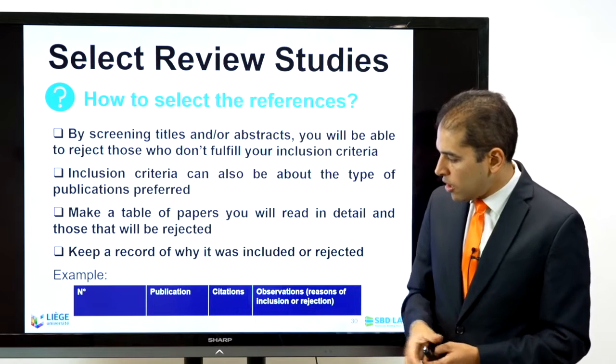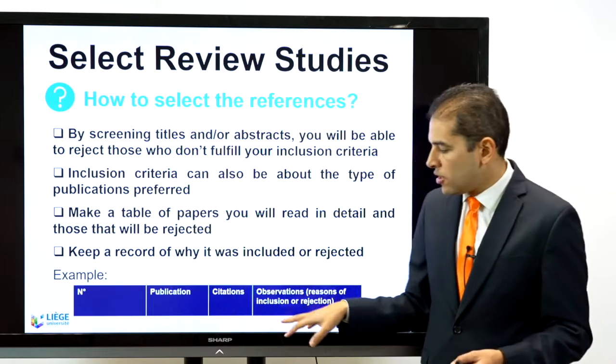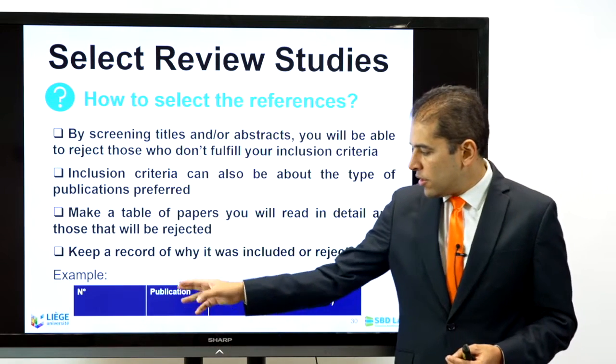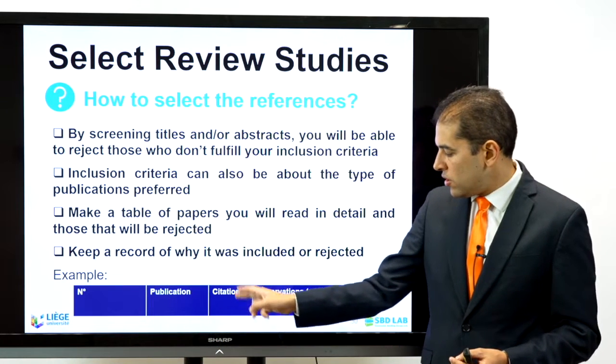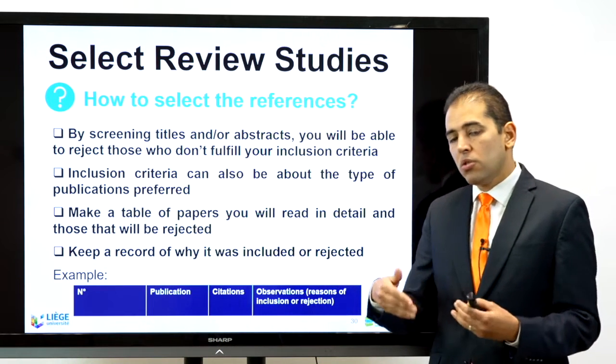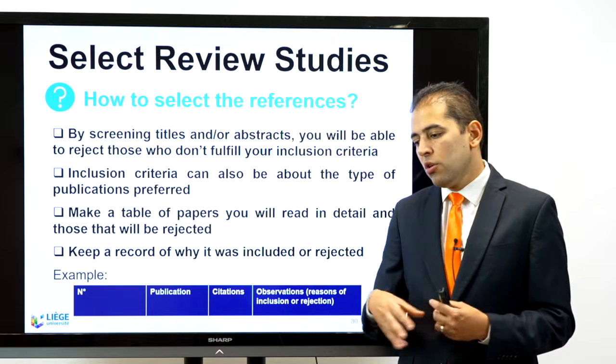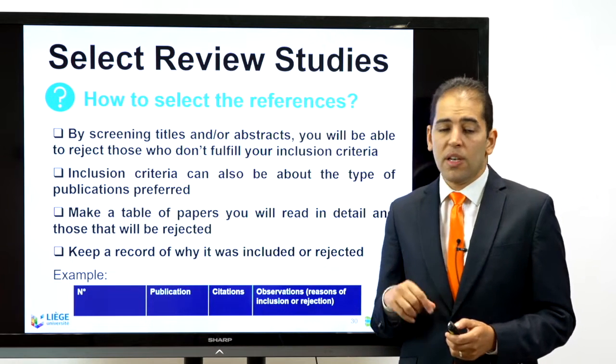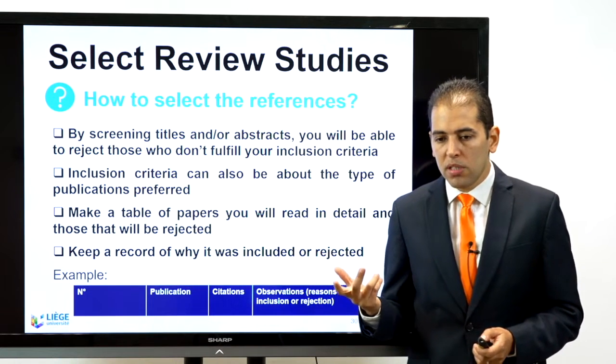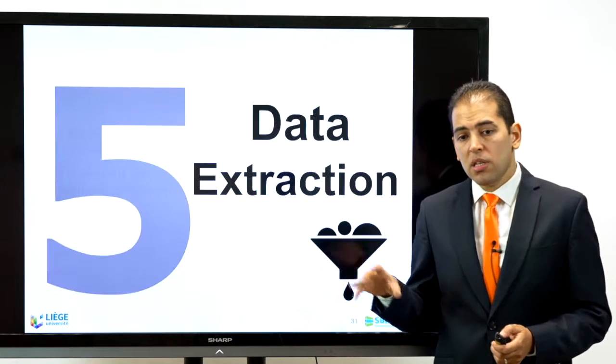So it's important when you are coming up with this table. This is an example. You can start with an Excel sheet, for example, numbering the papers, the publication, the citation, the observations. You can also include the ones that are excluded and just give a kind of description of why you are excluding them. Well, this is done with the protocol.